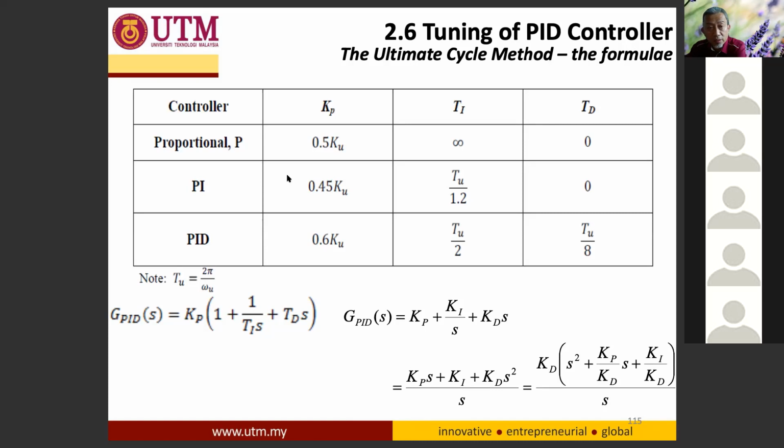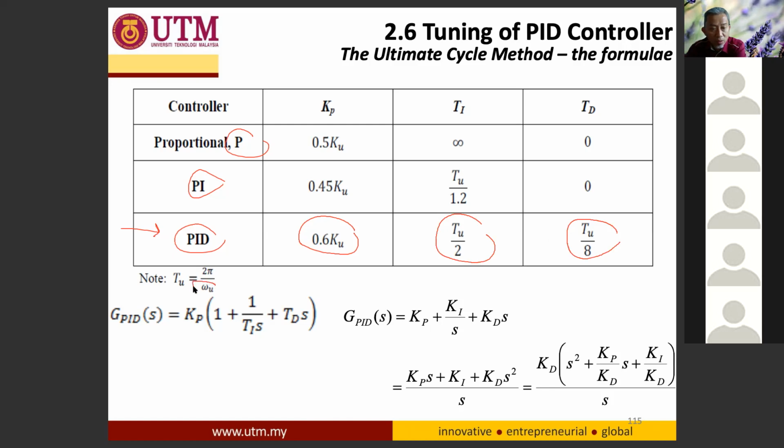The controller is P, PI, and PID, okay. Since we are using a PID, we refer to this: Kp is equal to 0.6 multiplied by Ku. Ti, the integral time, is equal to Tu divided by 2. And Td is equal to Tu divided by n. Note that Tu is 2 pi divided by omega u.